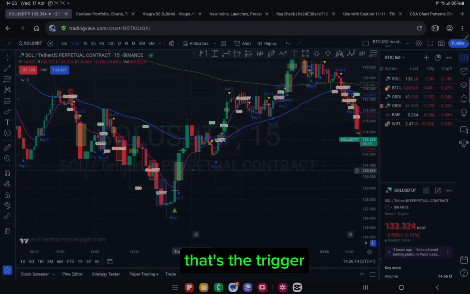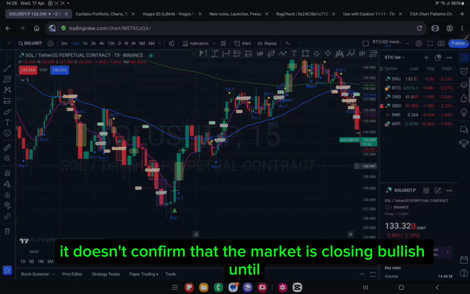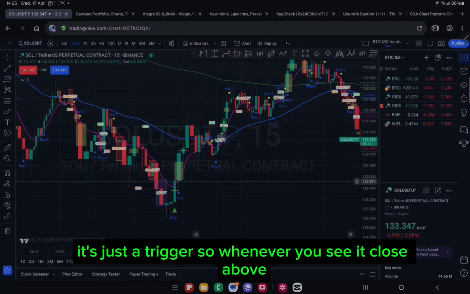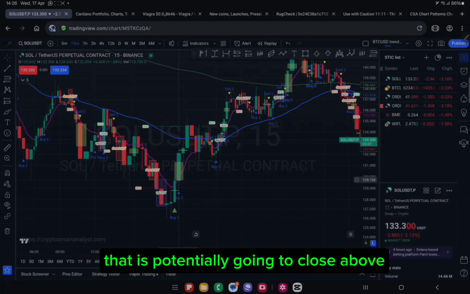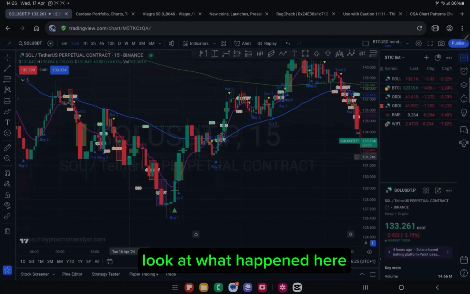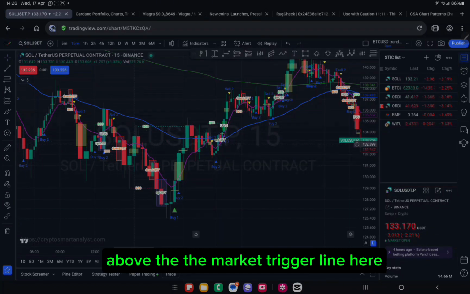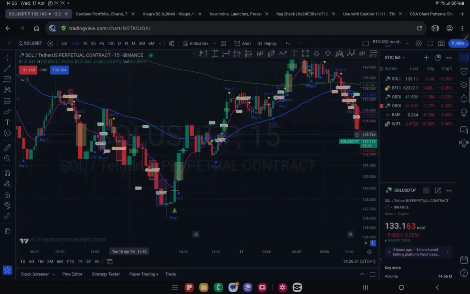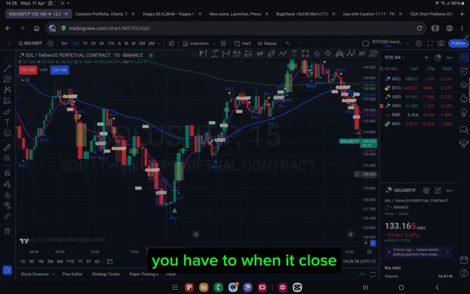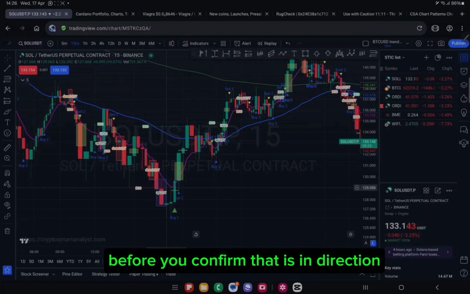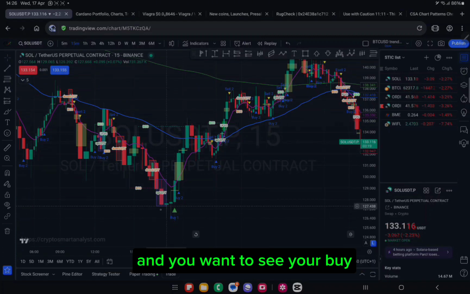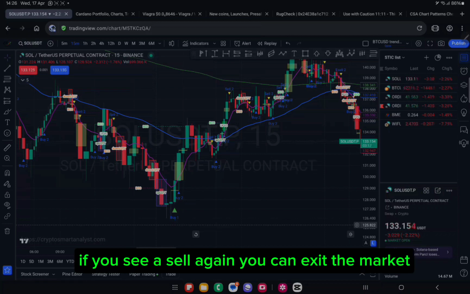That's a trigger. It doesn't confirm that the market is closing bullish, it's just a trigger. So whenever you see it close above it, it's a trigger that the market is potentially going to go up. Like, look at what happened here. We have the candle closing above the market trigger line here, but the next candle reversed. When it closes, you need to wait for the next candle to close before you confirm it's a direction. But if you want to come in early, once you see your buy, just buy it and follow it along. If you see it sell again, you can exit the market. So that's the way it works.